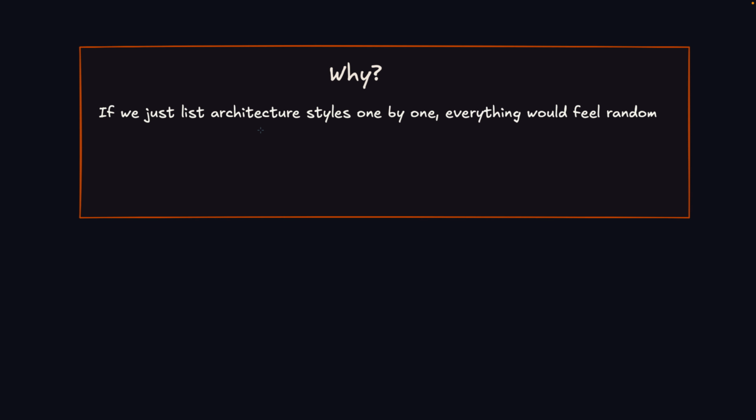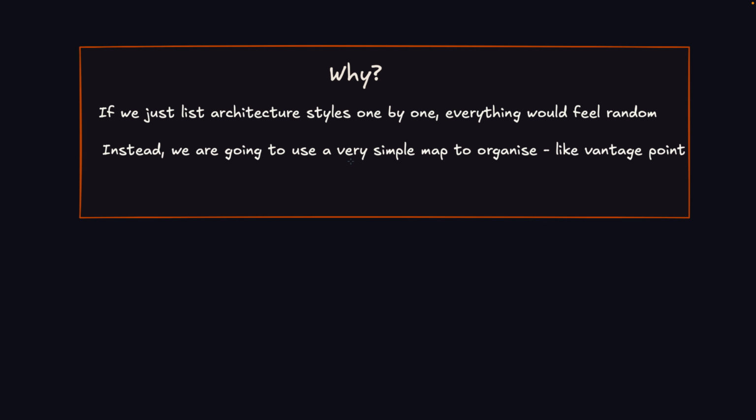Now, why do we need this map? Without this map, if we simply list all the architecture styles one by one, they would feel random. Instead, if we organize all the architectures in this map, then we can use this like a vantage point. From here, we'll be able to see how different architecture styles solve different problems and how they compare with each other. But I just want to be very clear here, it doesn't explain everything. It only explains the core idea of each of the styles. So just by looking at this map, you can't answer all the questions, but you'll be able to grasp the core idea of each of these architecture styles.